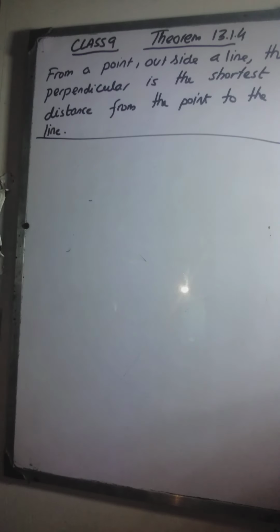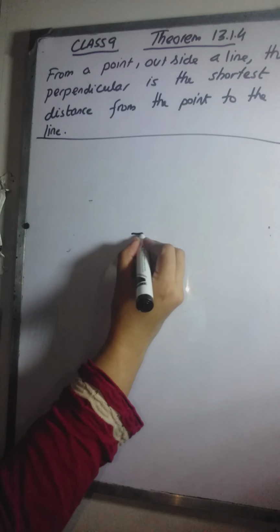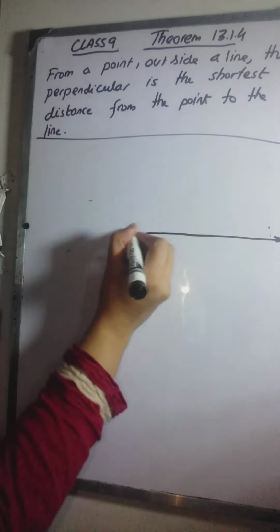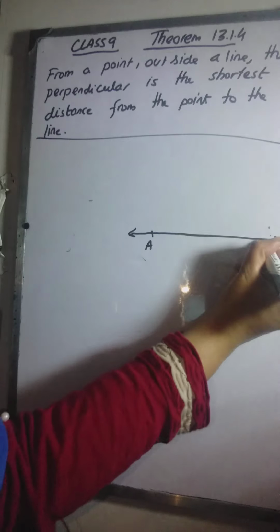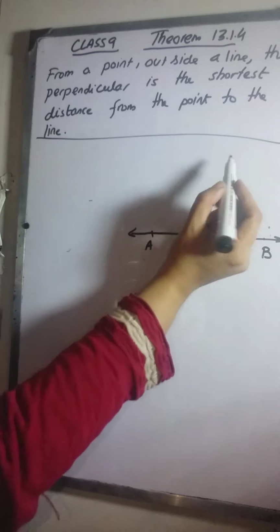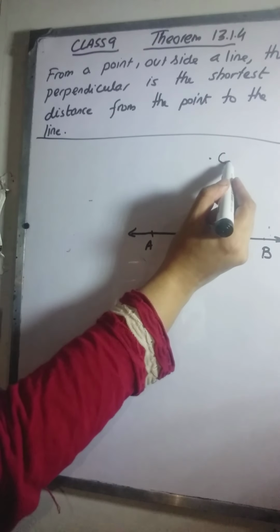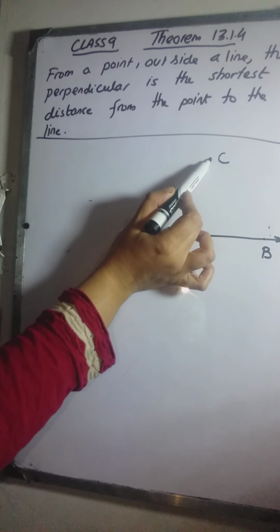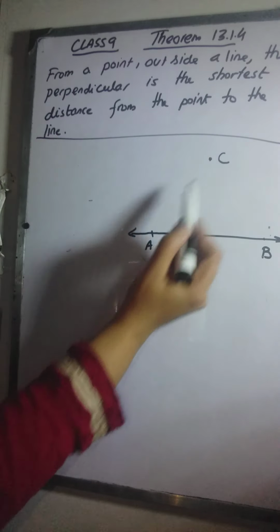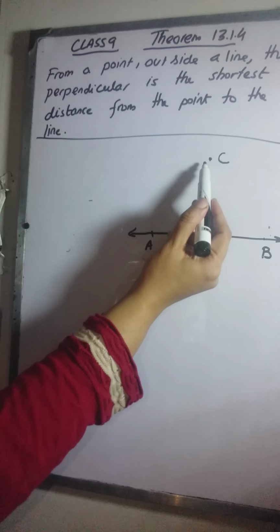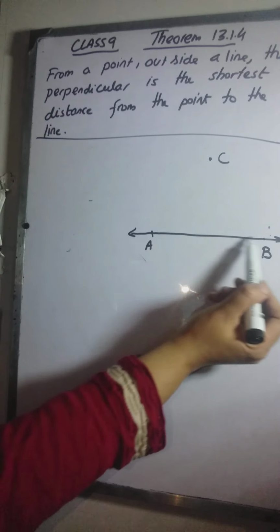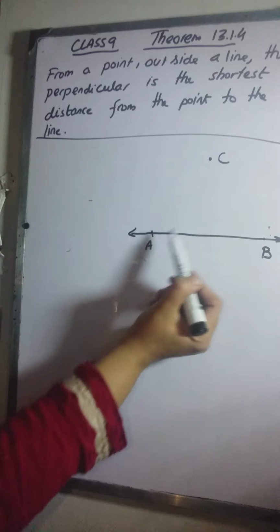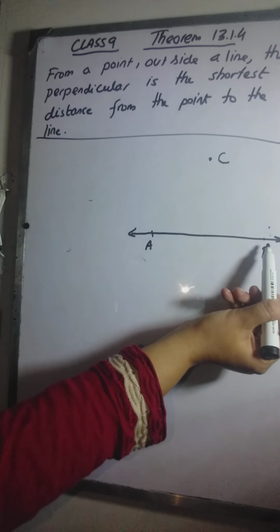So you have a line. Let the line be AB, and we have a point. Let this point be C. So from a point, we are talking about this point outside the line. This is the point which we are talking about, and this point is outside this line. It means that this point does not lie on this line AB.